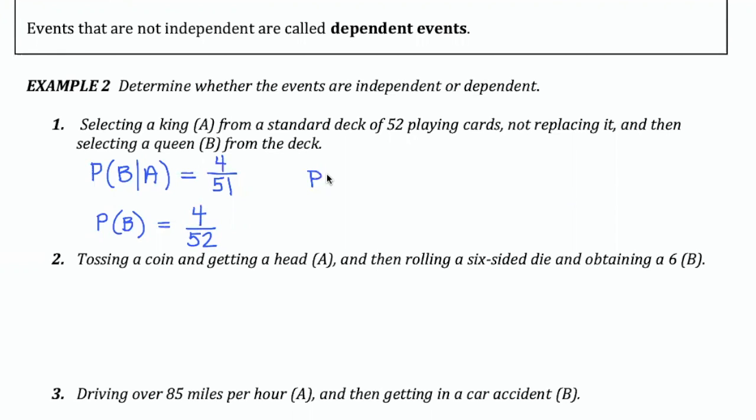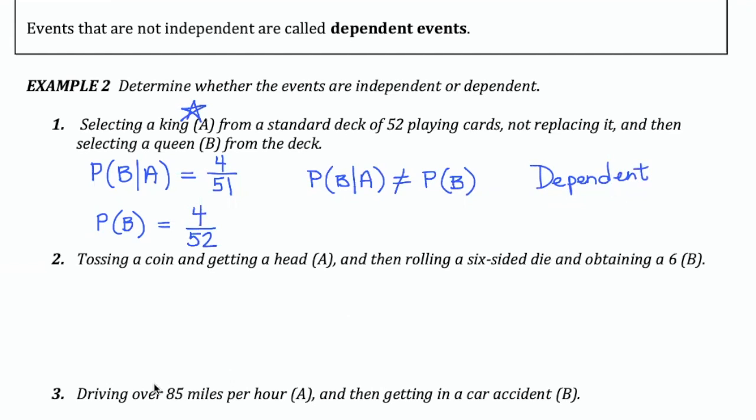Well, there are normally 52 cards, and 4 of them are queens. So in this case, because the probability of B given A is not the same as just the probability of B, we know that this first event, event A, did have an effect. And it specifically had an effect because we were told not to put the card back in the deck. That makes A and B dependent events.